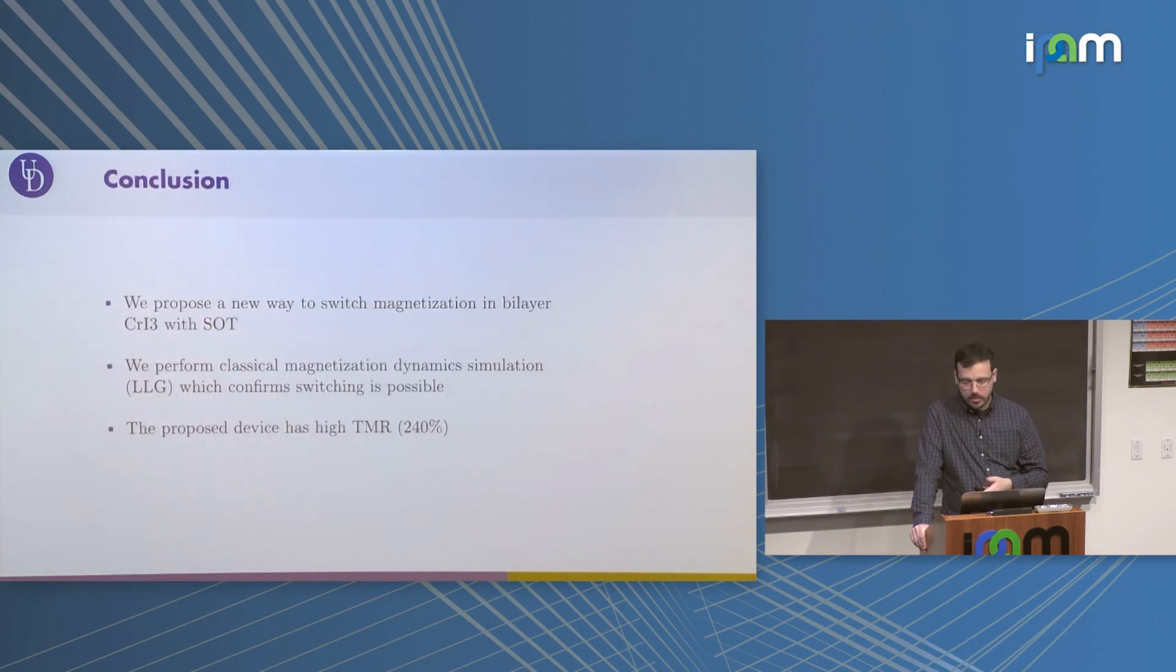And to conclude, we propose a new way to switch magnetization in bilayer CrI3. We performed a classical dynamic simulation to prove this. There are still no experiments on this, so this is all still speculation. And the proposed device would have a high tunneling magnetoresistance. Okay, so thank you for your attention.